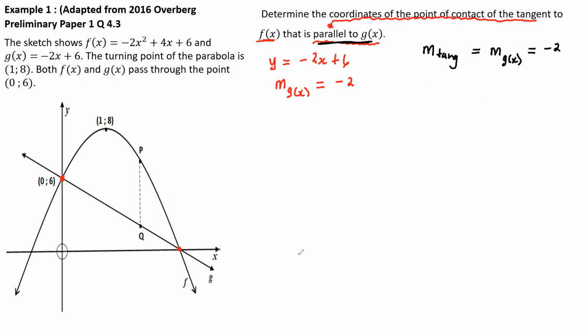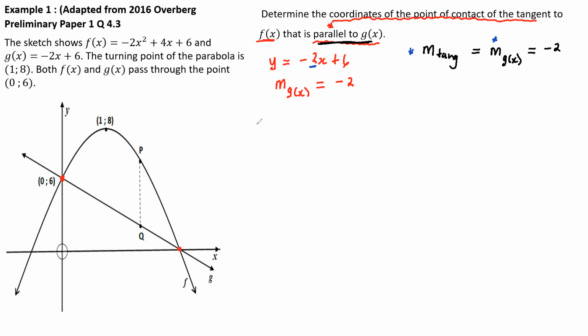Very important. So now I know the gradient of the tangent. It's the same as the gradient of g of x because they are parallel, and the gradient of g of x is -2. Fine. But I'm looking for the coordinates of the point of contact of the tangent to f of x.